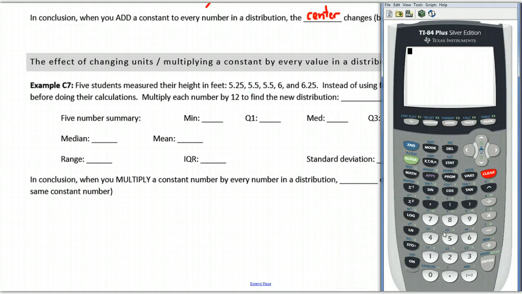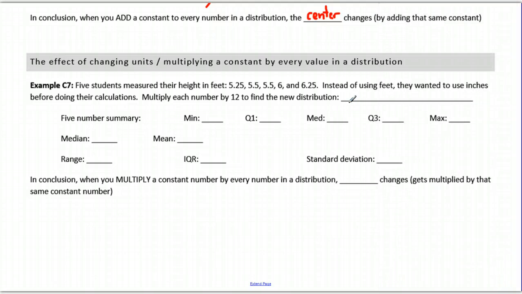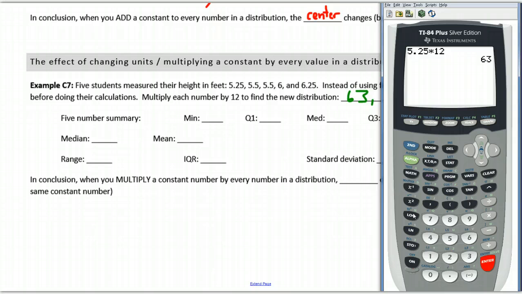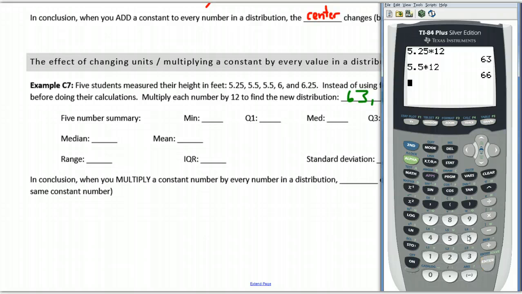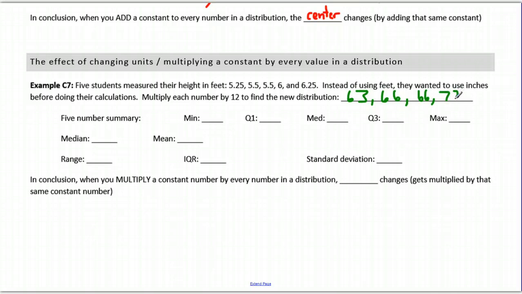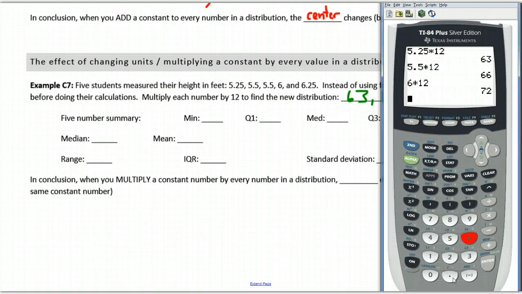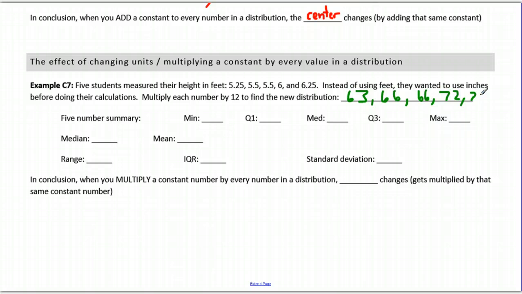So let's go ahead in our calculator, and we got 5.25 times 12, and we get 63. So our first number is 63 because I just multiplied it by 12. Second one, 5.5 times 12, and that gives me 66 inches. And conveniently I repeat that 5.5, so I have 66 inches again. Then I have 6, and 6 times 12, you guys should know that in your head, that's 72. And then finally 6.25 times 12, and now I've multiplied all 5 numbers in my list by 12, and I got 75 there.